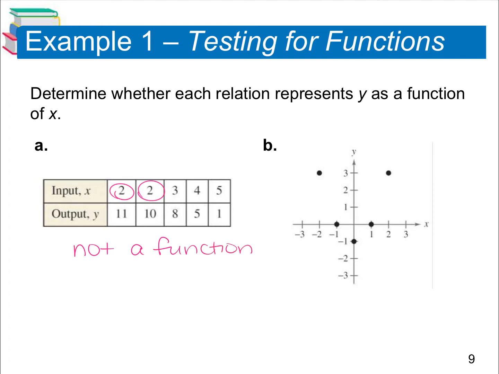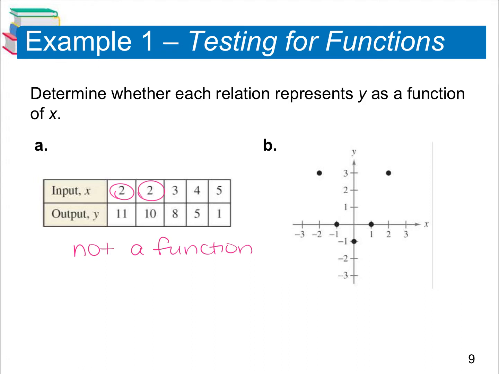For B, you have points plotted on a coordinate plane, or ordered pairs plotted on a coordinate plane. With these, in order to test a function that's given to you on a coordinate plane, you can use your vertical line test. Your vertical line is a line that's straight up and down. So if you draw a vertical line through any of those points or any part that's drawn on your coordinate plane, there should only be one point that crosses that vertical line.